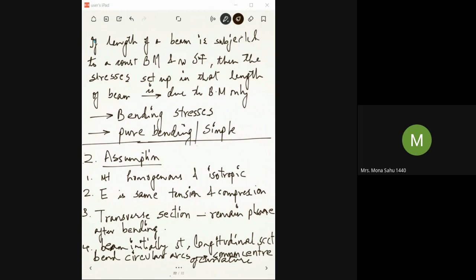There's going to be a common center of curvature. So it should be homogeneous, isotropic. Young's modulus of elasticity should be same in tension as well as compression. Transverse section remains plane. Beam initially is straight and the longitudinal section is the one which bends into circular arcs with a common center of curvature.